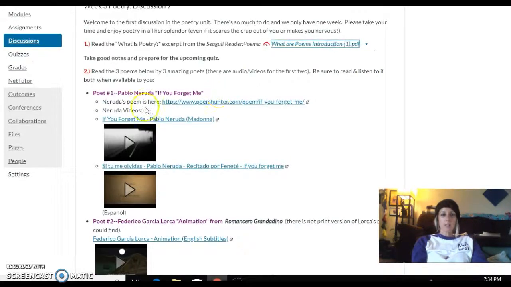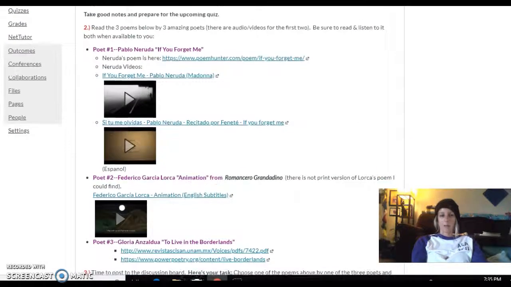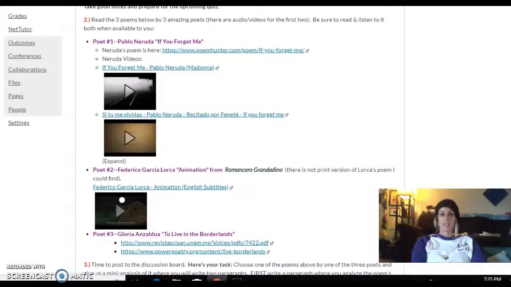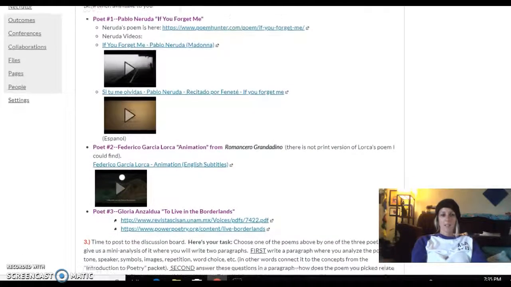And so the first here is Pablo Neruda's If You Forget Me. Now Neruda is an amazing poet. I should say he was an amazing poet. And you can hear his poem here. You can hear it in English here, and you can hear it in Spanish. Many of Neruda's poetry books are translated from Spanish into English, and you can see both versions. It's really beautiful to read it in the original language. There's something about that original language that captures the essence of what Neruda was trying to say, but the translations are also wonderful as well. So that's the first one.